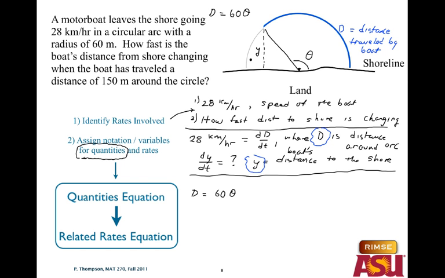What about y? What is y? If we measured y in radius lengths, it would be sine of theta, but we want to measure it in kilometers. How do we do that? Times it by 60. So in radius lengths, it's sine of theta. In kilometers, it's 60 sine theta.